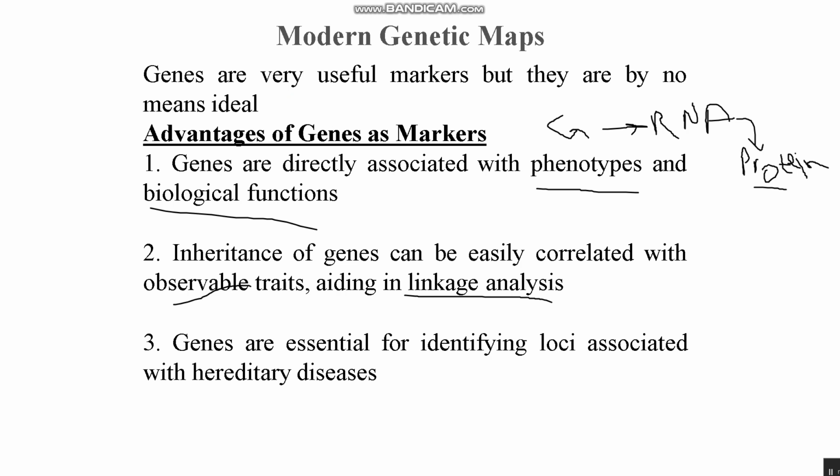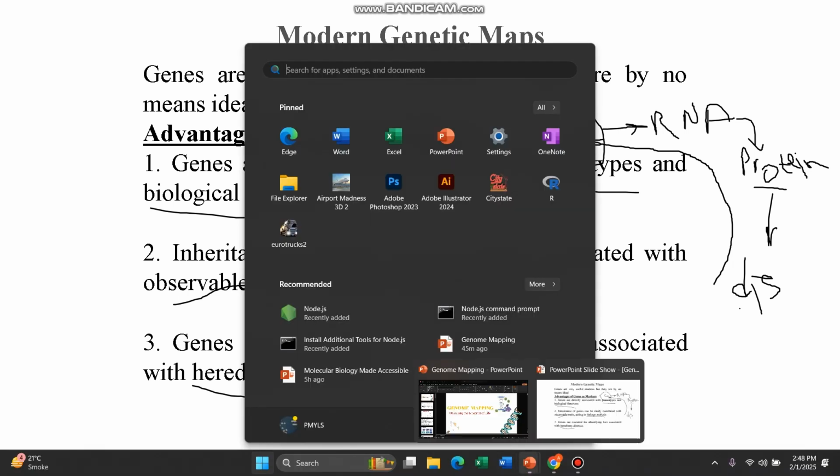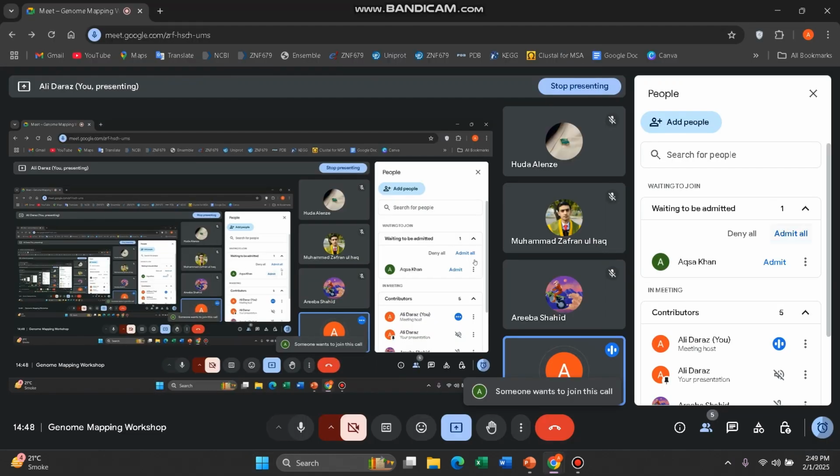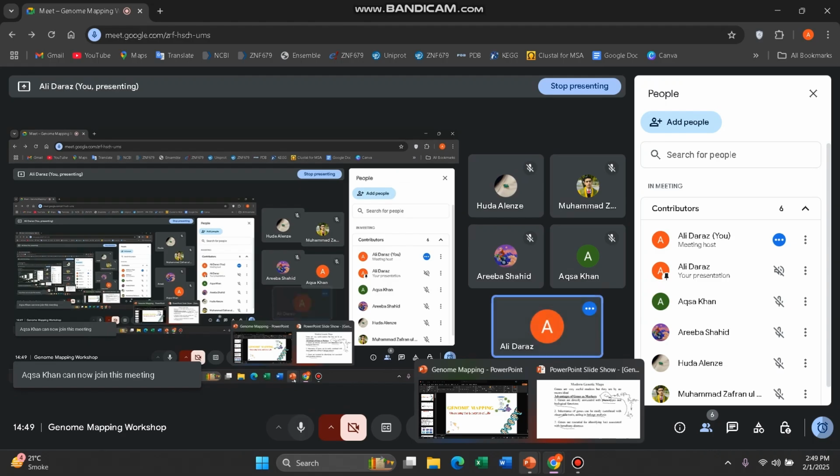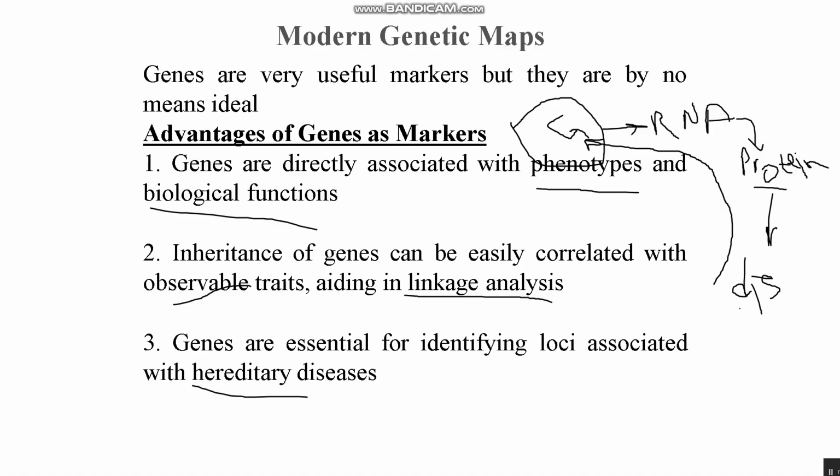Genes are essential for identifying loci associated with hereditary diseases. It's like saying if the protein is affected, we will get the disease. By reverse checking, we can check the genes and the gene expression. If the gene expression is off, we can infer there is a problem in the gene, and by this we can identify the location of the genes.